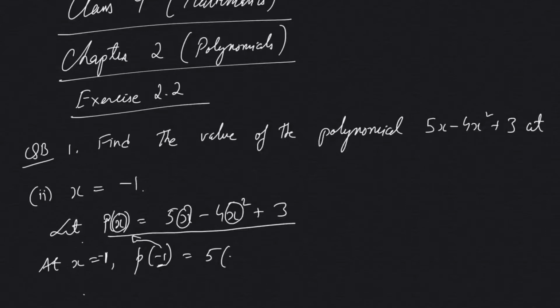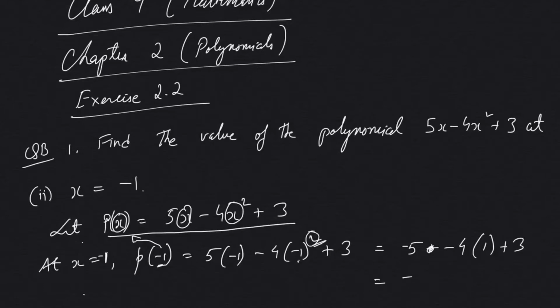So that will be 5 into minus 1, minus 4 into minus 1 squared, plus 3. That will be minus 5 minus 4 into plus 1, because minus 1 squared, whenever the power is an even number, the value will be positive. Plus 3, so that is minus 5 minus 4 plus 3, minus 9 plus 3, so the value is minus 6.